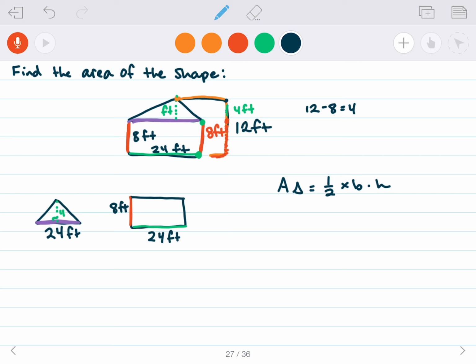Okay, so the area of the triangle is going to be 1/2 times base, which was 24, times height, which is 4. 1/2 of 24 is 12, and 12 times 4 is 48. So the area of the triangle is 48 feet squared. The area of this guy is just length times width, so 24 times 8. And that's going to give us 192.